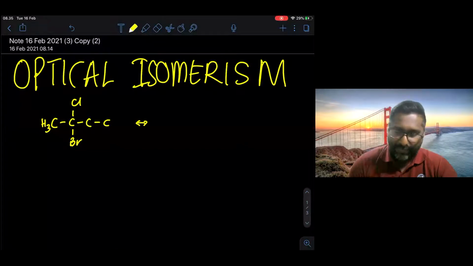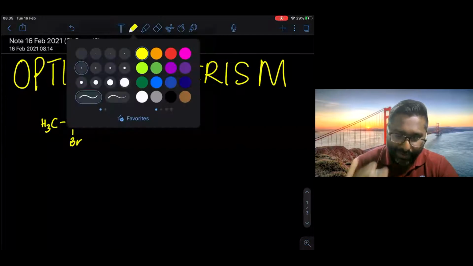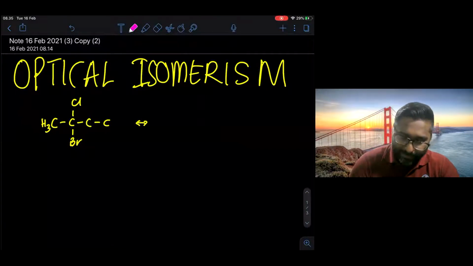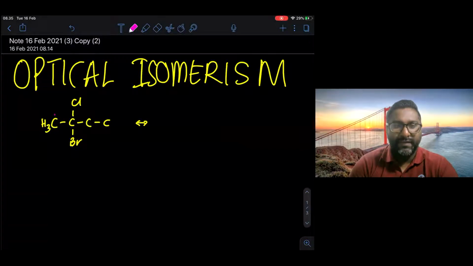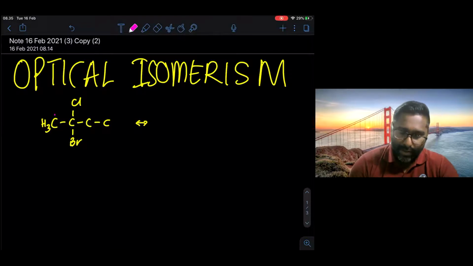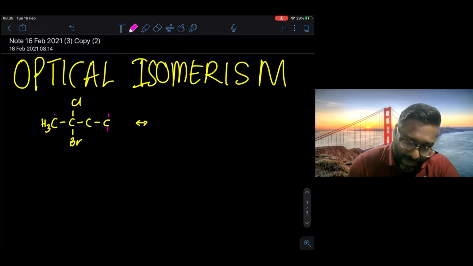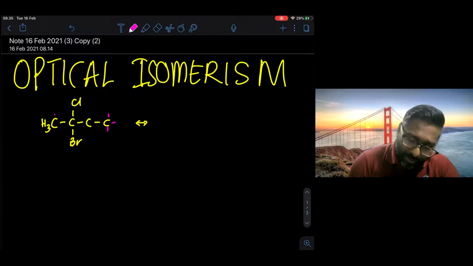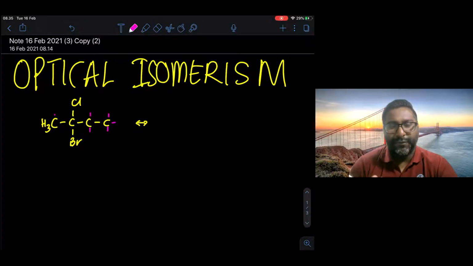So let's look at this example that I have written over here and identify whether this molecule has optical isomerism. When we look at this particular carbon, you see it is attached to three same hydrogen atoms, so this is not a chiral carbon. If you look at this carbon atom, it has the same situation, three hydrogen atoms. For this carbon, there are two hydrogen atoms. It's not a chiral carbon.